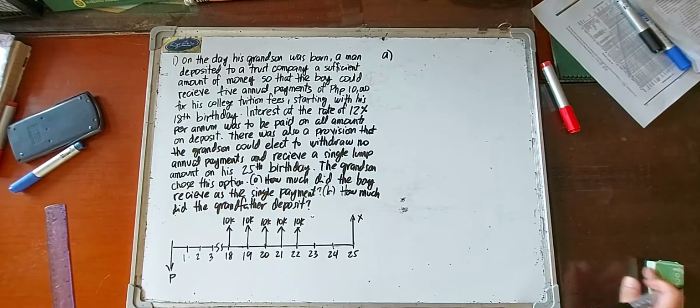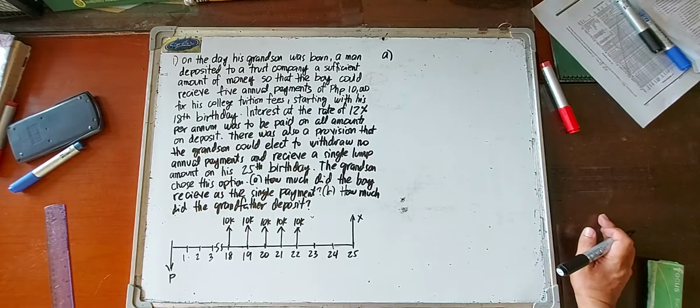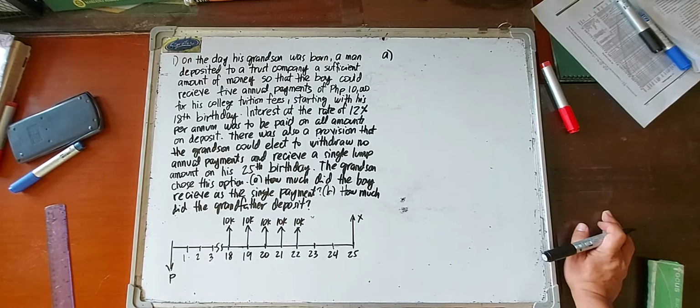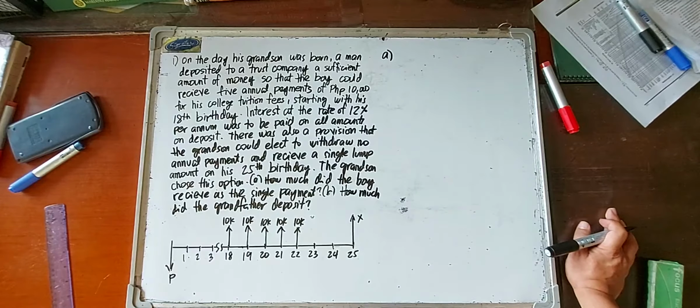Okay, let's try to solve the first problem applying the concept of deferred annuity. On the day his grandson was born, a man deposited to a trust company a sufficient amount of money so that the boy could receive 5 annual payments of 10,000 pesos for his college tuition fees, starting with his 18th birthday. Interest at the rate of 12% per annum was to be paid on all amounts on deposit.